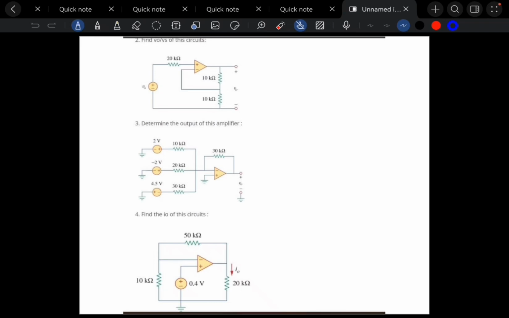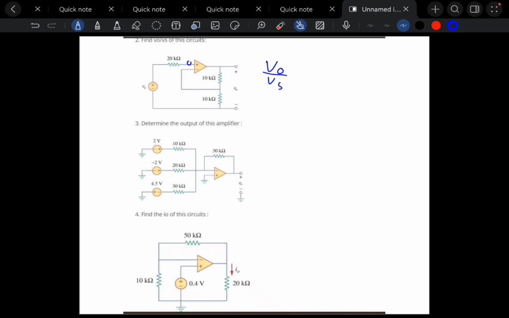Let's solve for the gain V0 divided by Vs. So first, look at the non-inverting terminal. Since no current flows into an ideal op-amp, there's no voltage drop across the 20k ohm resistor. That means the voltage at the plus terminal is just Vs. Now notice that the output V0 is connected to a voltage divider with two 10k ohm resistors. The voltage at our minus terminal is taken from the middle of these two resistors.